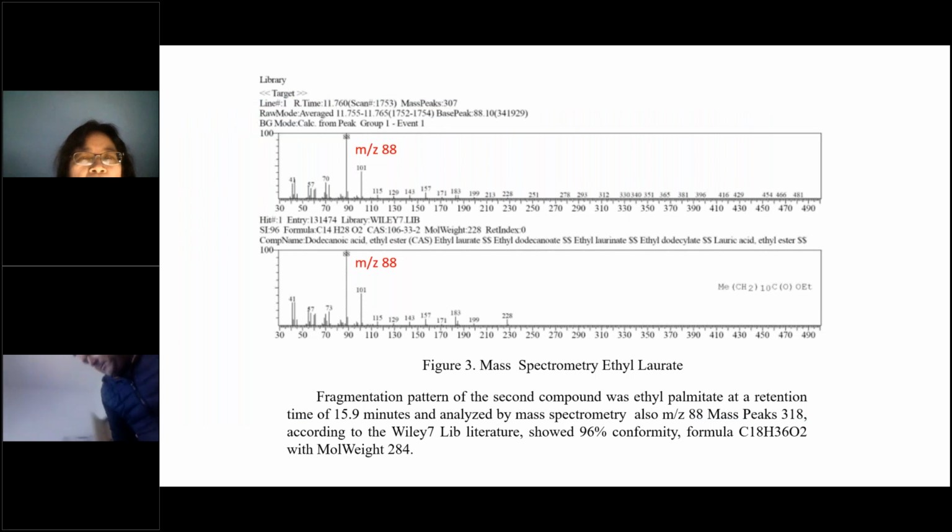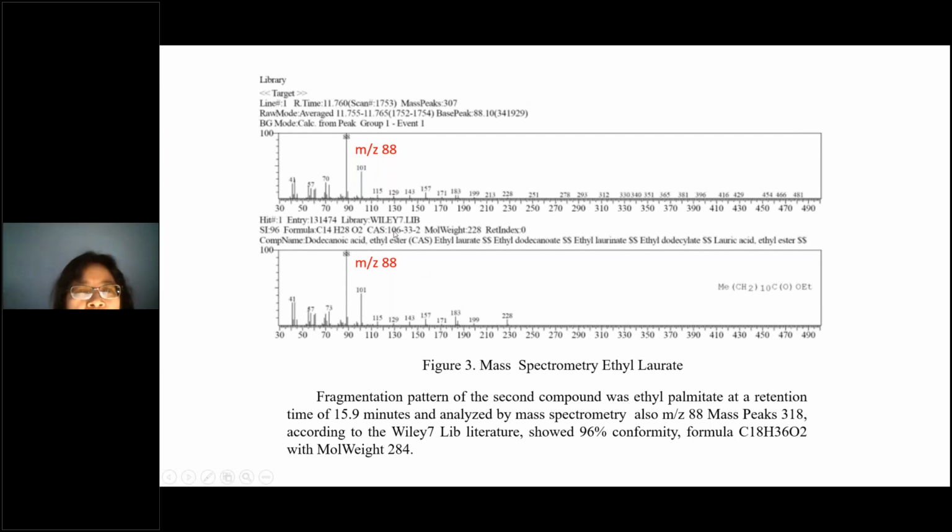Yes, we can show here the mass spectrometry of ethyl laurate. Ethyl laurate is a fragment ion of ethyl laurate. And then the fragmentation pattern of the second compound was ethyl palmitate, retention time 15.9 minutes, and analysis by MS also shows the mass per ion of ethyl palmitate, mass spec 318 according to the Wiley literature.